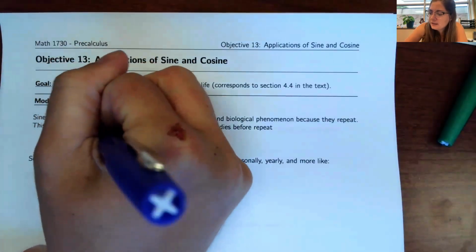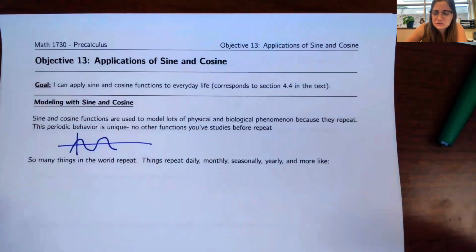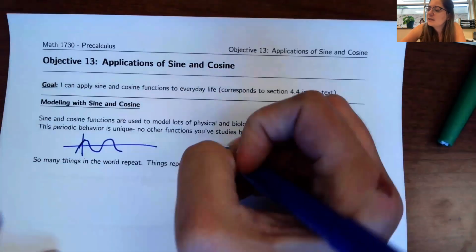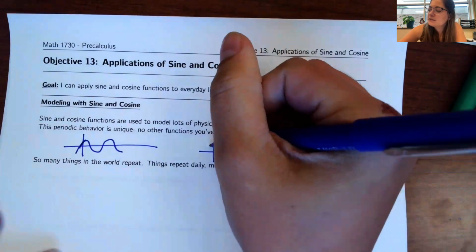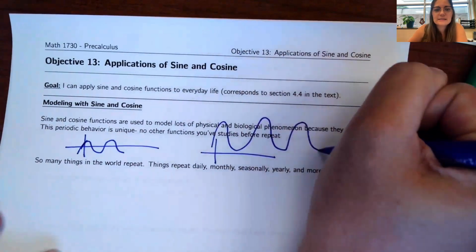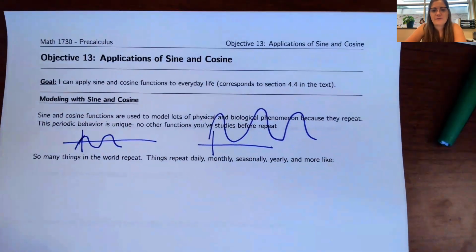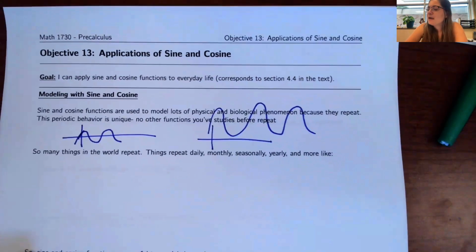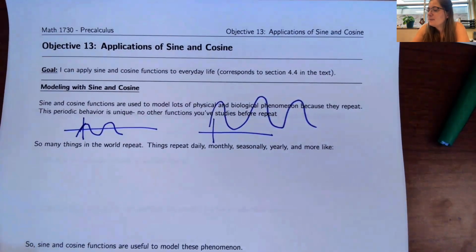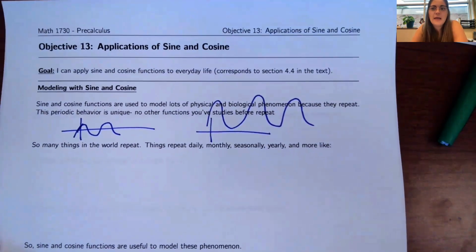they repeat, they go like this, right? That's almost the sine graph. I didn't do a great job sketching that there. Or I could do a translation of a sine graph that maybe looks like this, and it could be up high or whatever. So they repeat a lot, and that's cool. So what are some things that repeat monthly or daily or yearly?